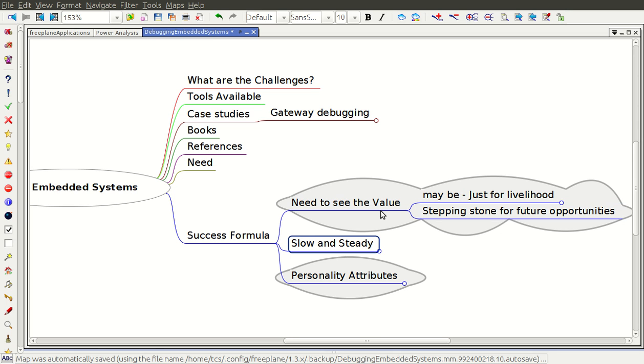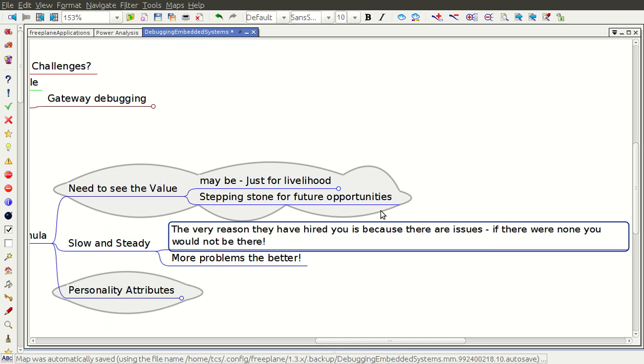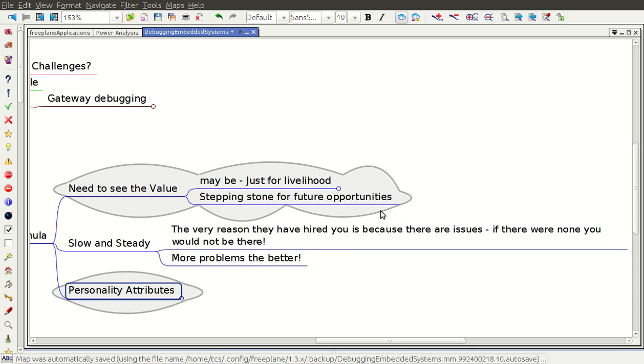Another success formula is you have to be slow and steady. The very reason they have hired you is because there are issues. If there were no issues, you would not be there. This is a very important point to understand. It's not to finish the work. It is very complex, and the reason there are problems is the very reason for people to be there in this industry. If there were no problems, there would not be any jobs in this area. So the more the problems, the better.